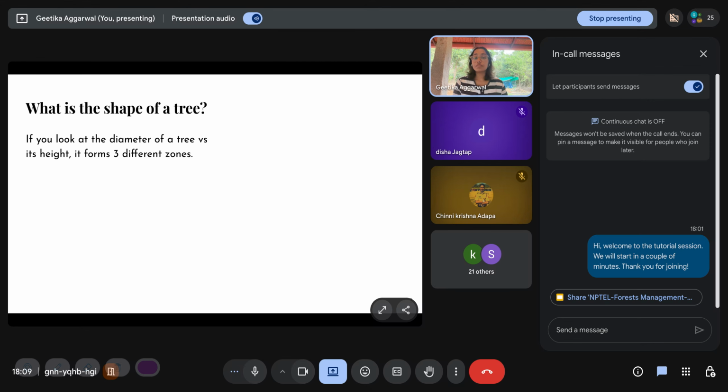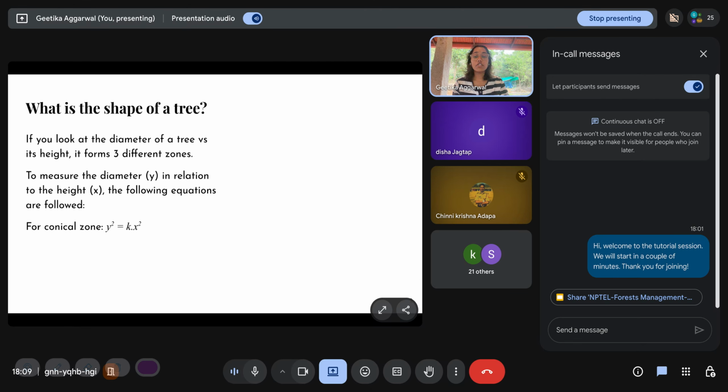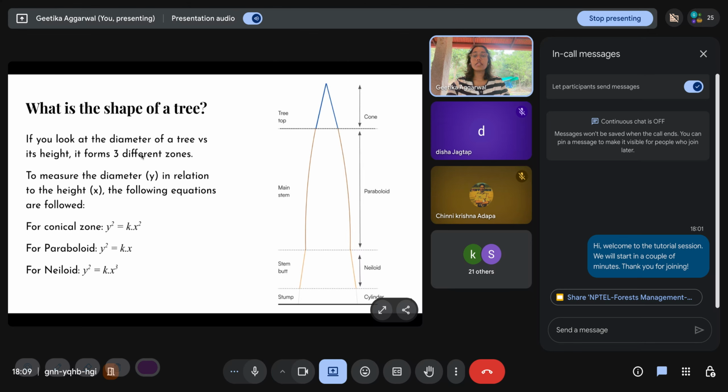Okay, so when we look at the diameter of a tree and we compare it to its height, there are three different zones, as you can see in this diagram. The topmost being conical, then it's paraboloid, and then it's neiloid at the bottom. And sometimes it's cylindrical. So there are these three different zones when you look at how the diameter of a tree changes with its height. So y-axis is height here, x-axis is diameter. You see that the tree starts out broad, then it starts becoming a little narrower, and then it's narrower when you reach the treetop, right? That's how the stem of the tree changes with height.